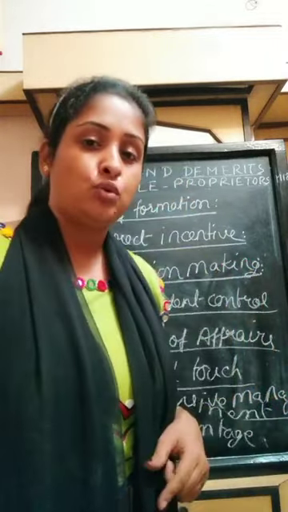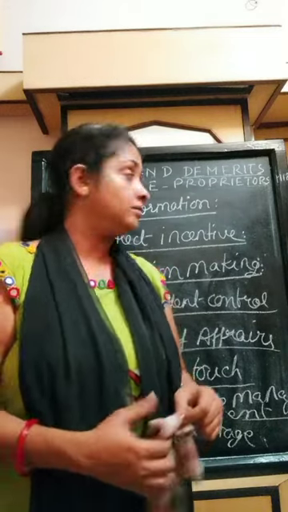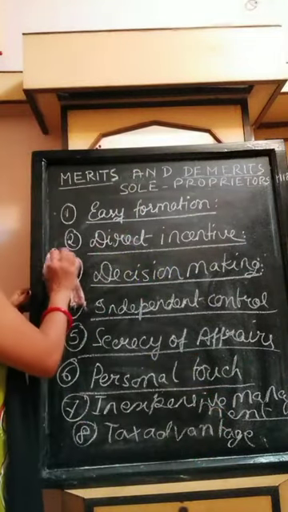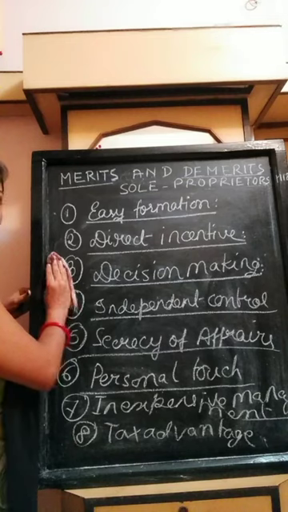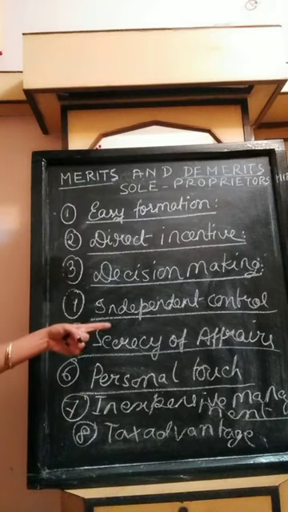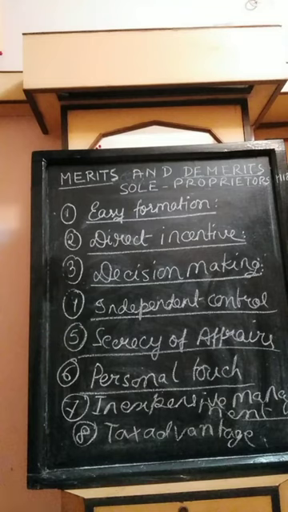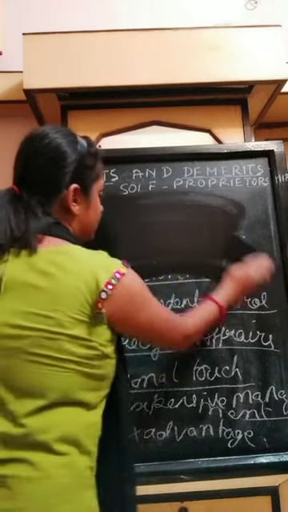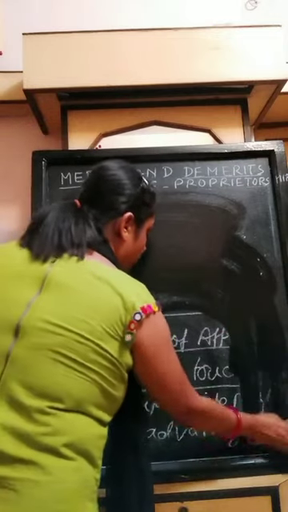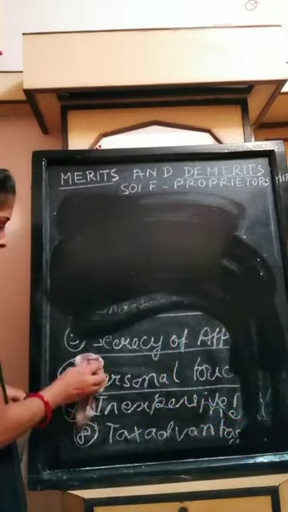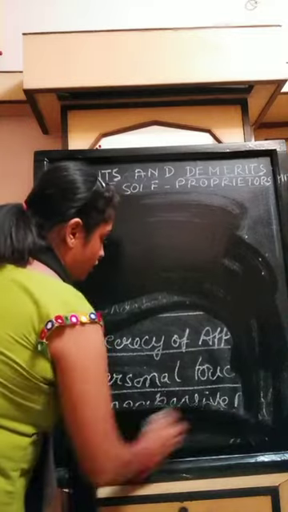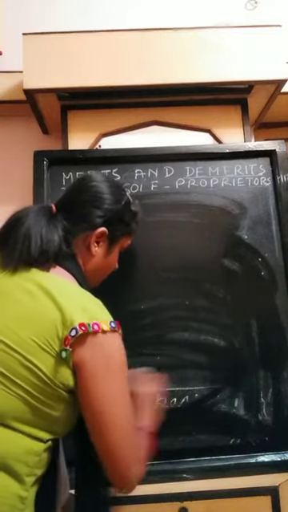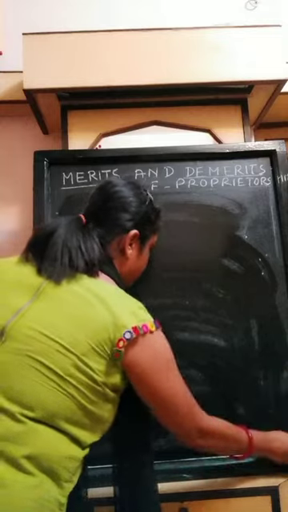Now we come to the second part of this topic, that is demerits. I hope you have all noted down the points that I have provided over here. Now we will come to the drawbacks or shortcomings of sole proprietorship business. Actually, there are many shortcomings, but we will talk about the important and main shortcomings of sole proprietorship business.